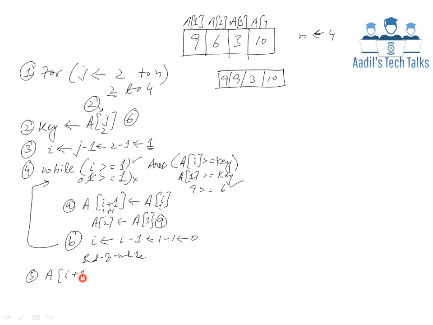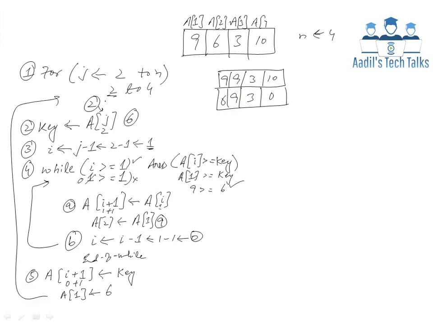So we move to step number 5, which is A[i+1] gets key. Now the value of i is 0. 0 plus 1 means a1 gets the key, and the key is 6. So 6 is copied on 9, location number 1, and the result is 6, 9, 3 and 10, and we move from here to this point where j is incremented to the value 3.